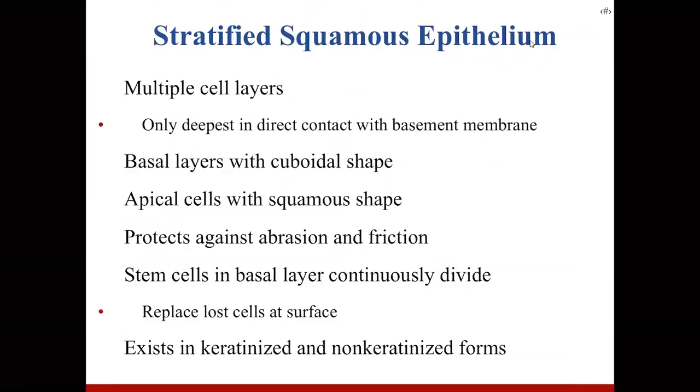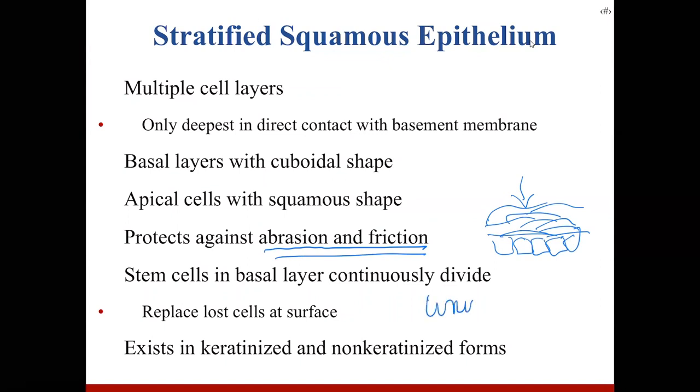So if we go back, I'm trying to do this fast, and maybe that's not a good thing. Okay, so stratified squamous, so we have lots of layers, right? Lots of wet layers. At the bottom, they're more cubey, and at the top, they're very flat. Okay, stratified squamous cells are going to protect against abrasion and friction. So we have them lining openings.